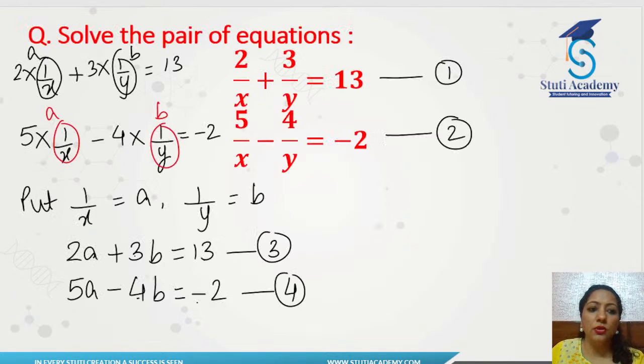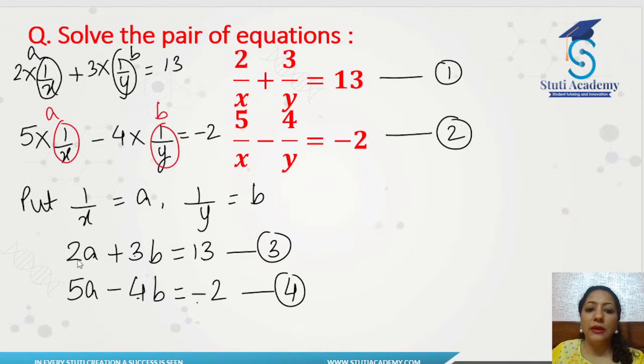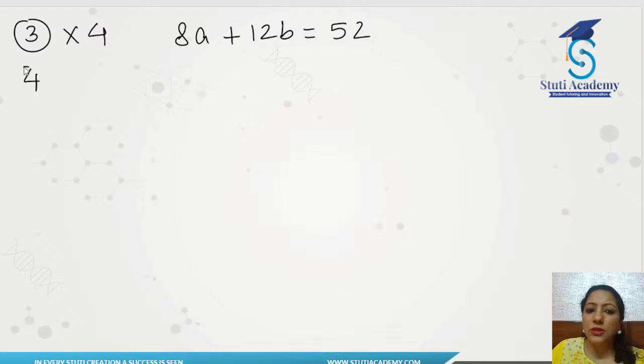So I will get here 2a plus 3b will actually become 8a plus 12b is equal to 52. We have 2 into 4, that's 8. 3 into 4, that's 12. 13 into 4 will give us how much? 52. Now we are going to take the fourth equation. We'll multiply this by 3.